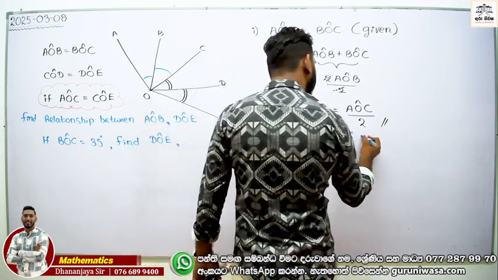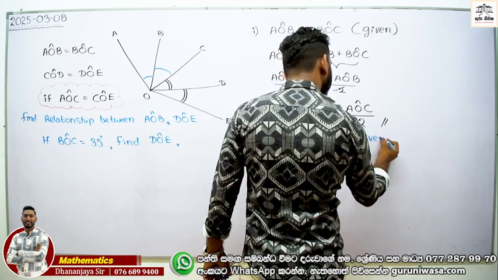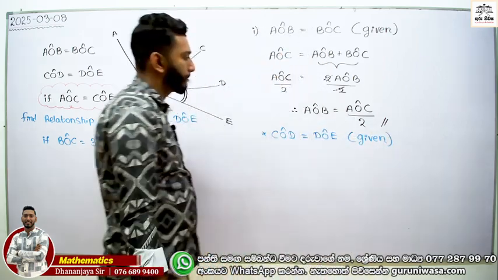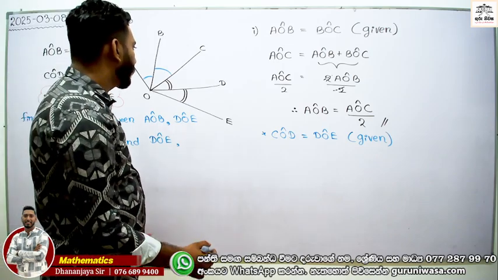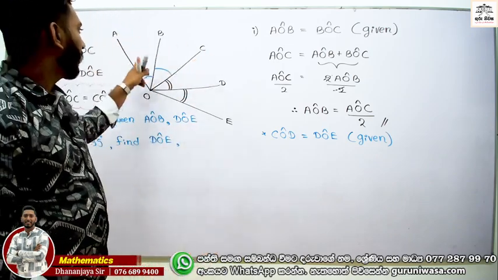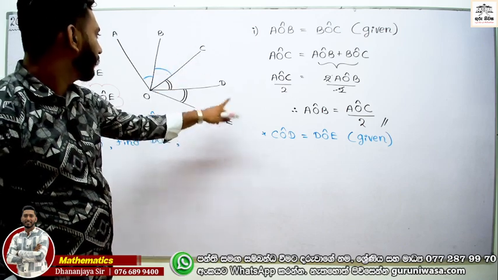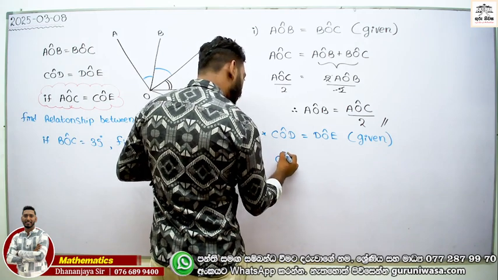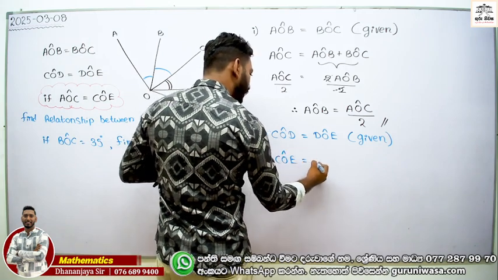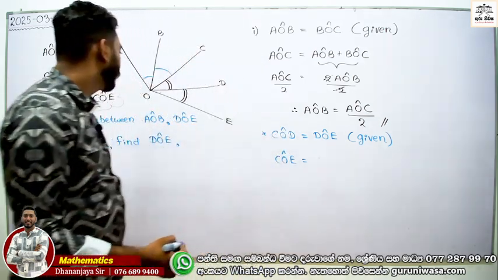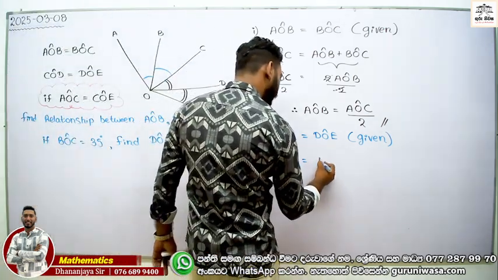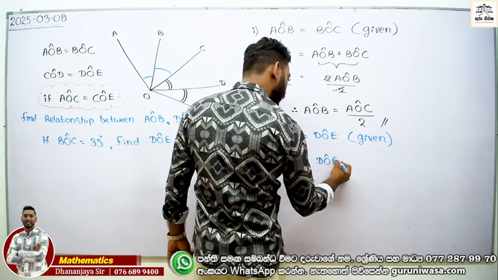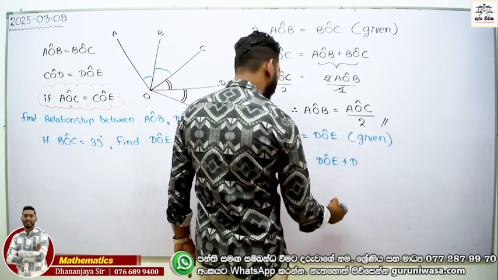This is given. Now we can write AOC as a whole one, and make it COE. COE is equal to DOE plus DOC.